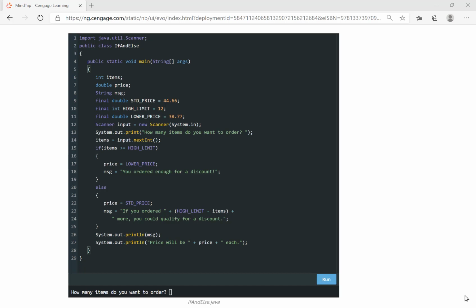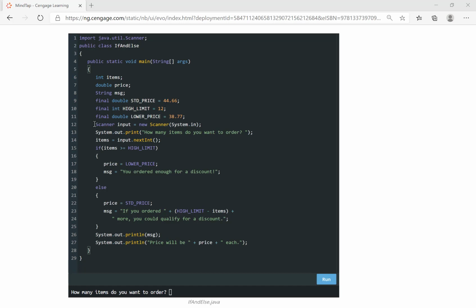Else, if you would, let's get takeout. So let's kind of look at this one. Now they switched the numbers on us. Oh, well. But the high limit is 12. The standard price this time is going to be $44.66. The lower price, I guess if they buy more than 12, is $38.77.